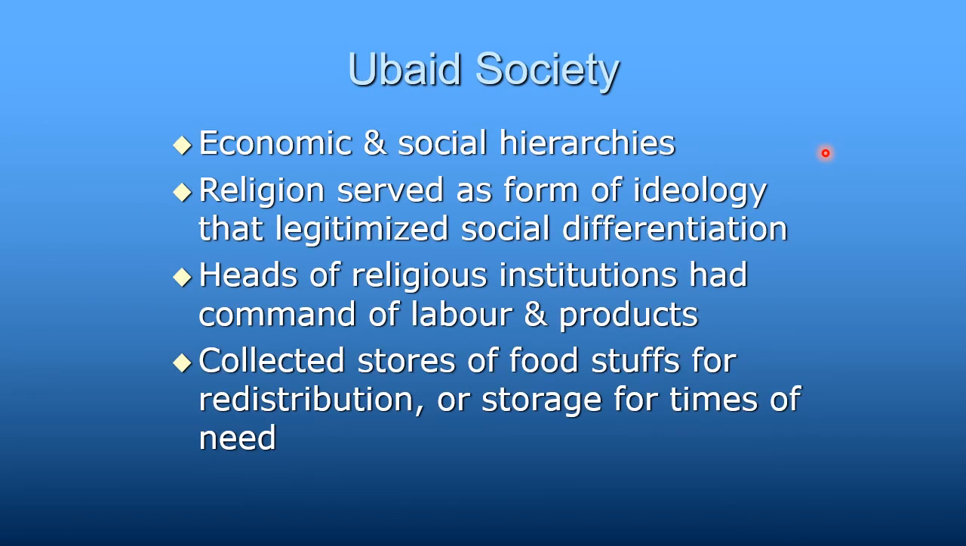So we generally understand that Ubaid society had economic and social hierarchies. According to these scholars, religion served as the base ideology for legitimizing the emerging differentiation amongst people, who could then command, or had the ability to command and commandeer, labor and the products of others. Temples collected and stored the surplus grains, acting as a safety net against the ever-present danger of crop failure or famine, and of course the grain would be consumed by the people.